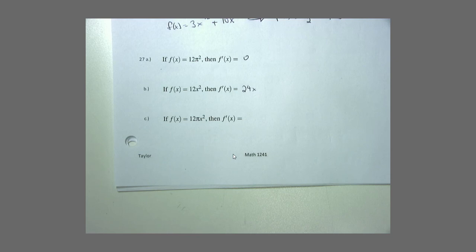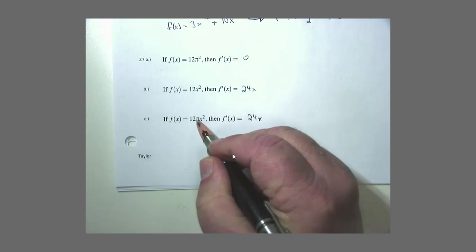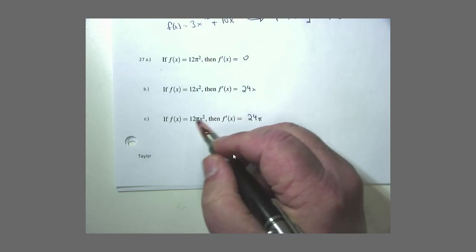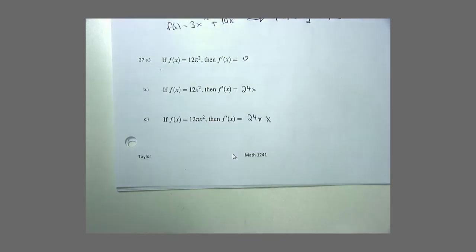And last but not least, what about if they threw this one at you? 12 pi x squared. What's the derivative? 24 pi x. Because remember, 12 pi holds over. Derivative of x squared is 2x, and 2 times the 12 pi is a 24 pi times x to the first power. Does that make sense? Bring down the exponent, and then x to the subtract 1. 2 minus 1 is 1.